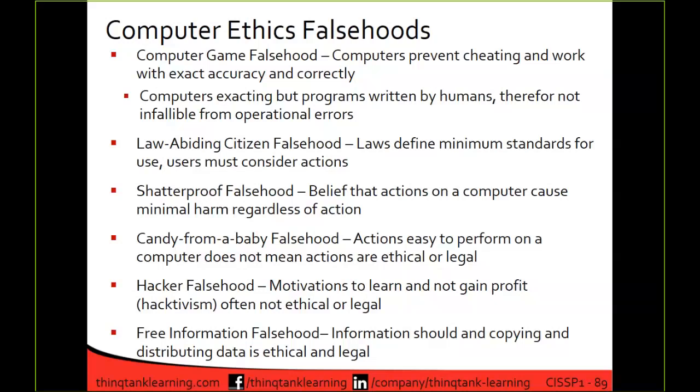The free information falsehood. Love this one, right? The internet is free. Data should be free. Everybody should be able to share everything. I shouldn't have to pay Microsoft for Office. It should just be free. I shouldn't have to pay for this book. It should just be free, right? Well, not in a capitalistic society. Maybe in a different environment that would be the case, but not in this case.